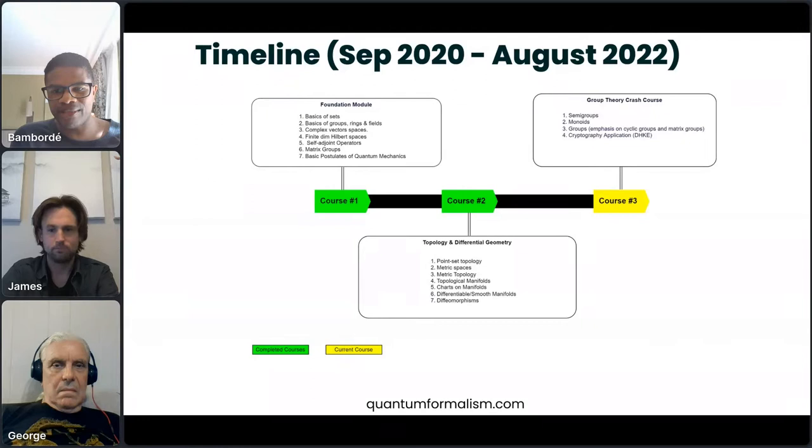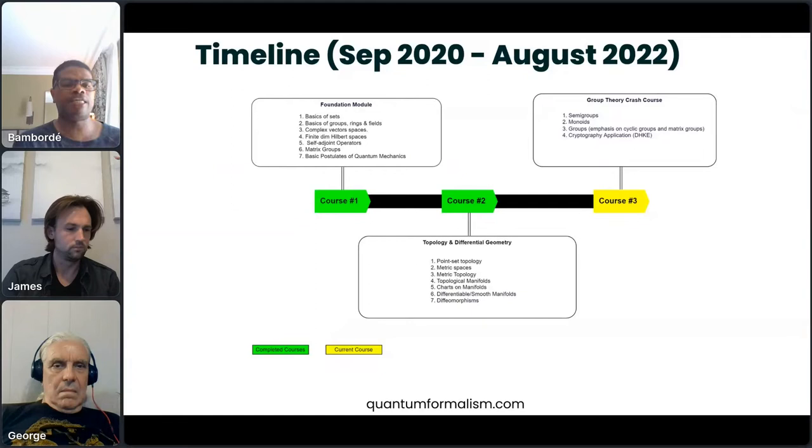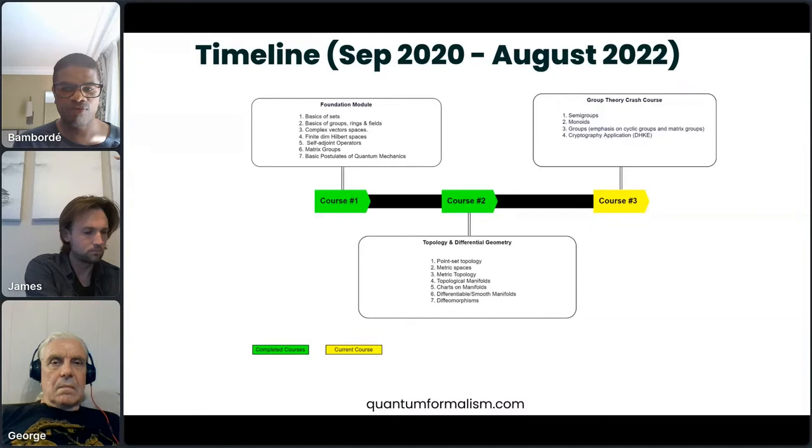We started with semigroups. We went to monoids, and then we went through abstract groups with emphasis on special types of groups like cyclic groups, which we then did a session on the application of into cryptography. In this case, we focused on the Diffie-Hellman key exchange protocol.